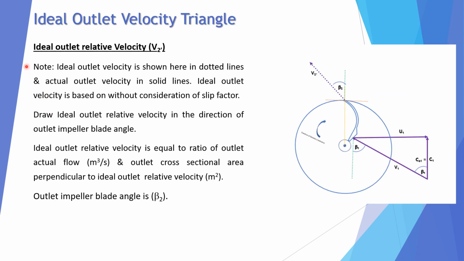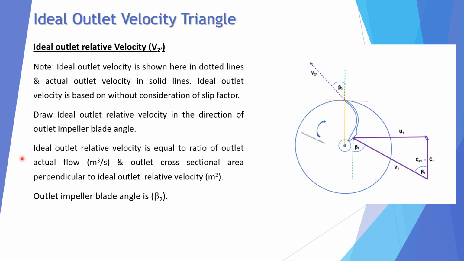Ideal velocity, that is, without consideration of slip factor. So ideal outlet relative velocity V2 dash is drawn here in dotted lines and actual velocity in solid line. Ideal outlet velocity is based on without consideration of slip factor, and we draw the ideal outlet relative velocity in the direction of outlet blade angle, that is beta 2.